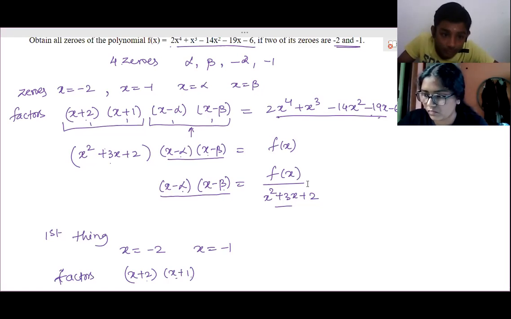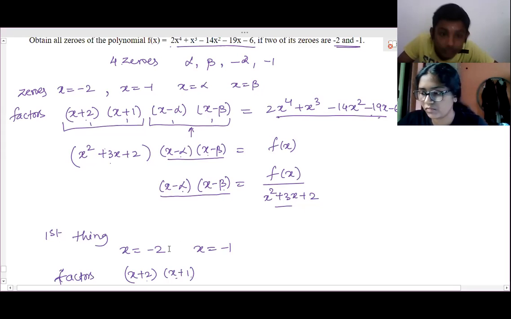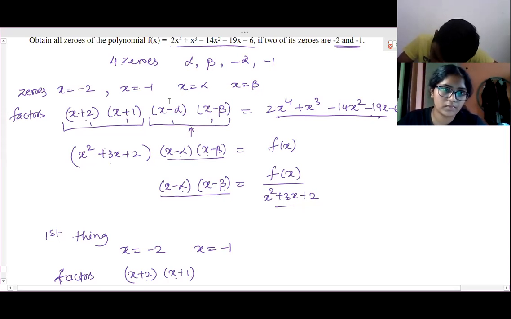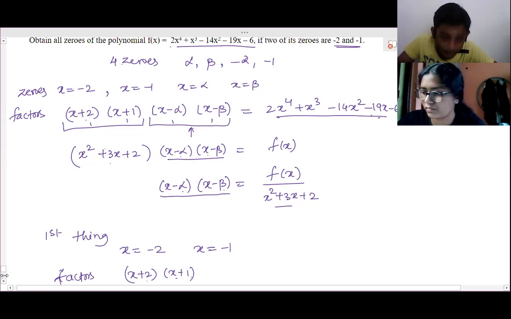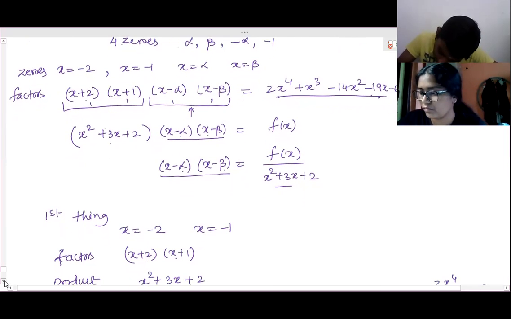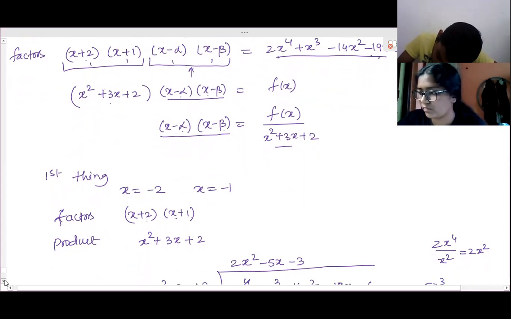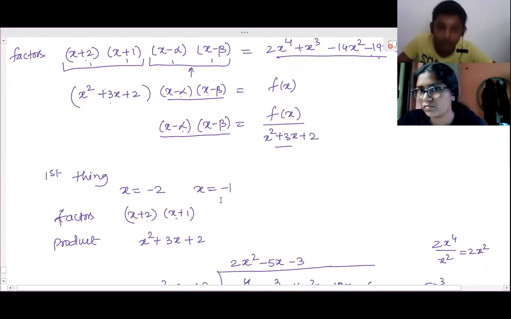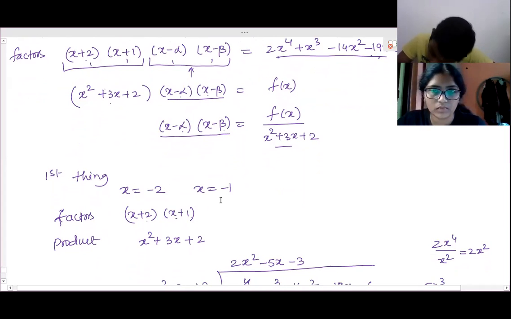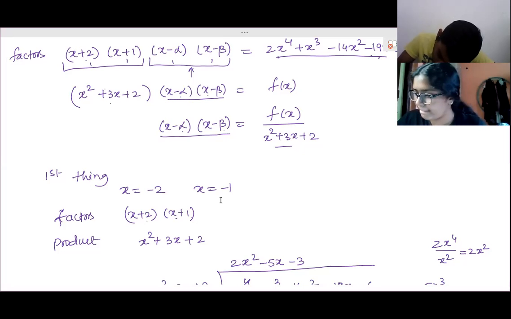Ma'am, is this the correct way to write the answer in the exam? No, from the second part, whatever I told you, that is enough. You are not supposed to write this. So can you scroll down then? Ma'am, so in the second part there is no alpha and beta. Yeah, alpha and beta, I'm not sure. Ma'am, we have to write the two zeros given are minus 2 and minus 1. Yes.